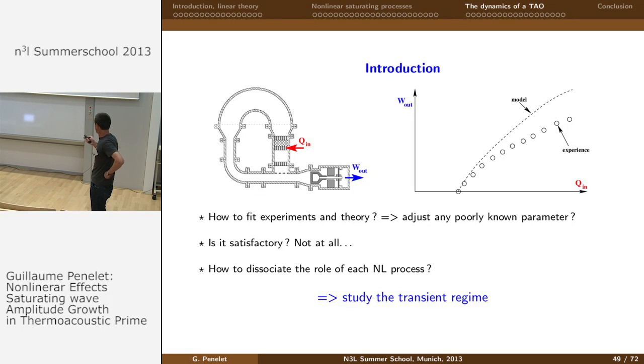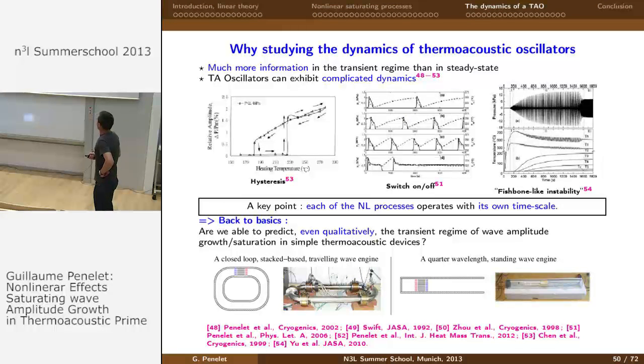So a possibility to try to get a deeper physical insight is to study the transient regime, because there is much more information in the transient regime than in the steady state operation. We can observe some highly complicated dynamics of the thermoacoustic instability. For instance, we can find hysteretic loops in the onset and damping of the engines. We can see some spontaneous onset and damping of the waves that I will discuss in a few slides. And we can also observe some complicated dynamics that has been beautifully called here the fishbone-like instability.